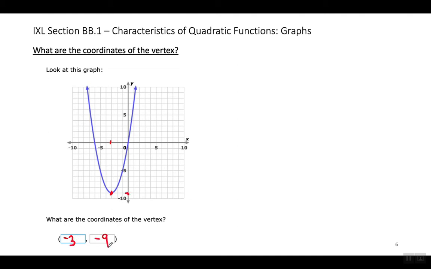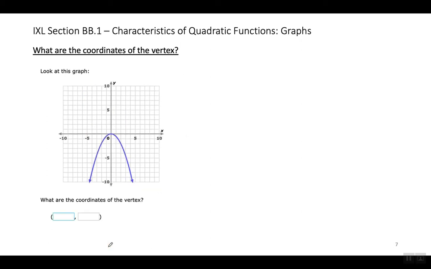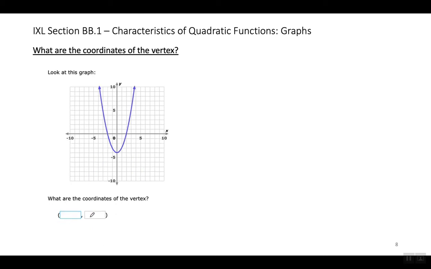Very simple. Look at this graph. What are the coordinates of the vertex? For this one, it would be 0, 0. Next graph. What are the coordinates of the vertex? Right here is the vertex. So 0, -4.